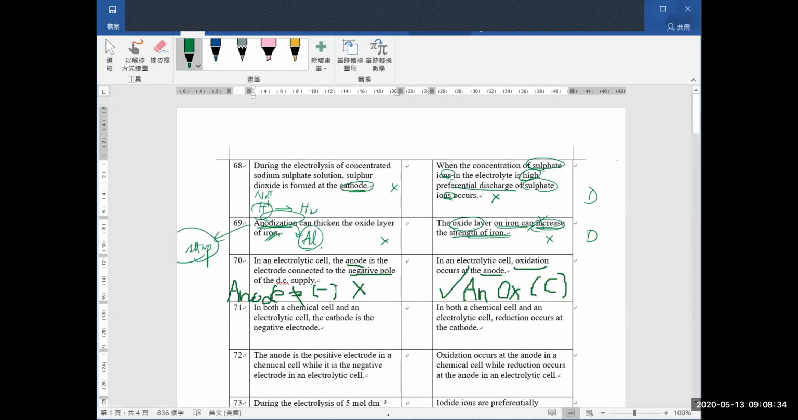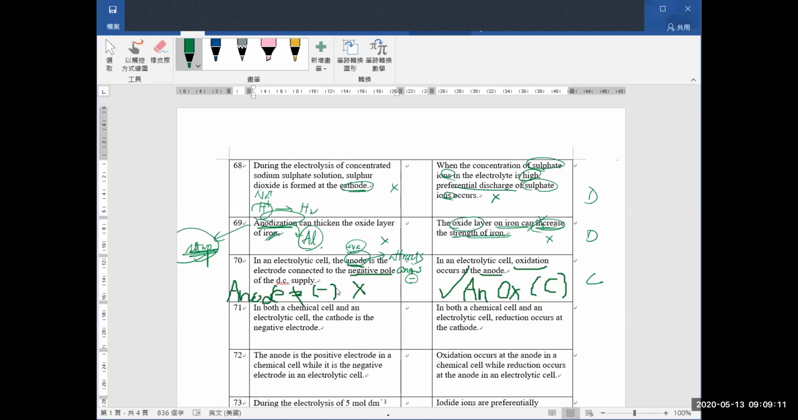About 70. So remember, you need to memorize how to draw this labelled setup. Is C correct? C is correct, so cross and take the first one. Anode is an electrode connected to the negative volt? No, it's not really. So how do we memorize this statement? Anode is a place which attracts what? Anions, which have negative charge. So of course, anode is the positive electrode.